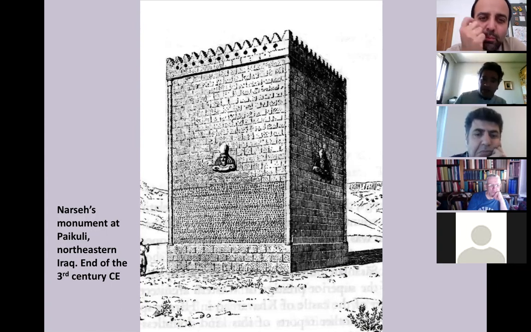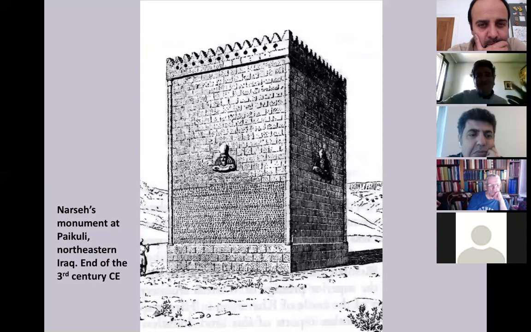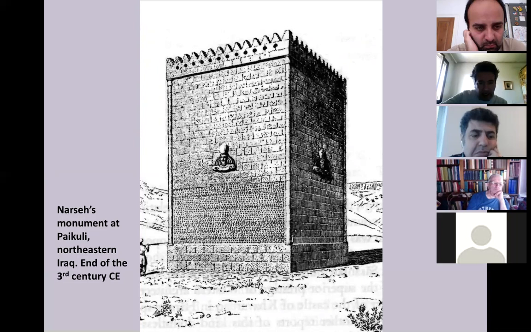According to the reconstruction by Herzfeld, this is the one I'm showing you in this slide, the monument looked very similar to Taq-i Bustan. We have no opening, however, so it's not exactly the same, but again, just to say that maybe Taq-i Bustan is not that unique as we could imagine.